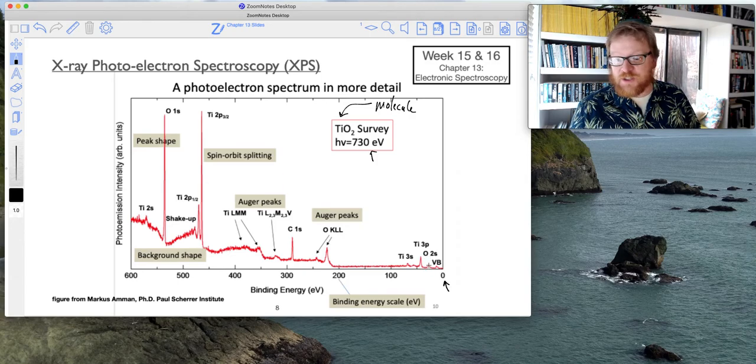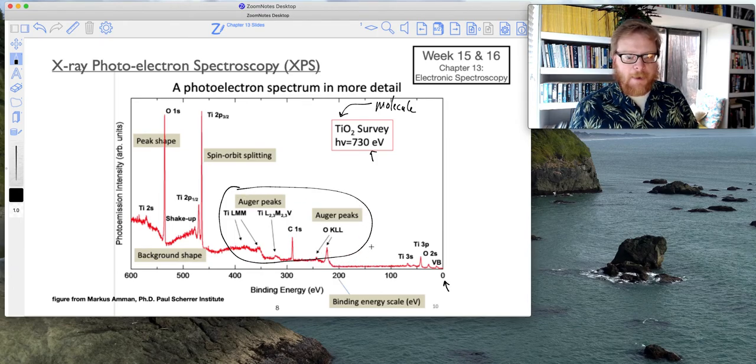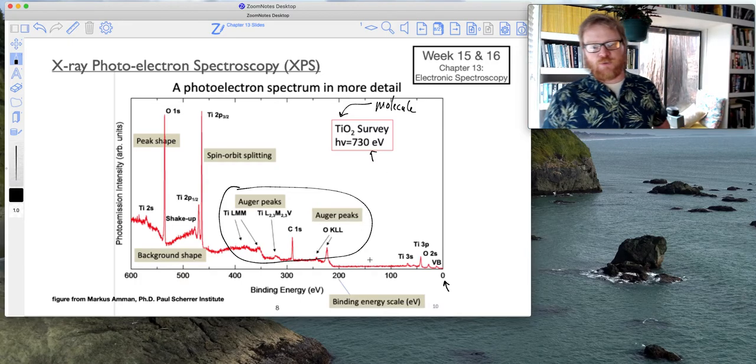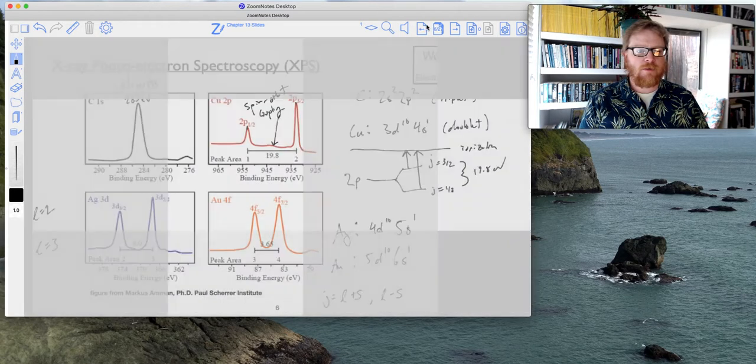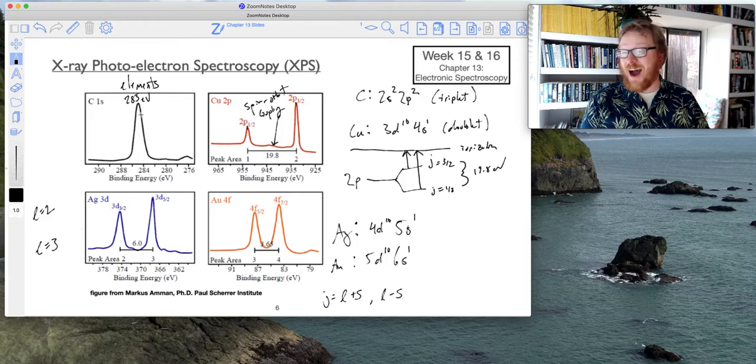So here is the oxygen 2s, the titanium 3p, the titanium 3s. Here in this region, we see the Auger peaks, okay? And sometimes the Auger peaks can be really well defined, but sometimes they're not so well defined. Actually, excuse me, the oxygen is the only one of these Auger peaks that's really well defined. This carbon 1s right here, this is an XPS peak, okay? So carbon 1s, if you recall, always occurs at about 285.